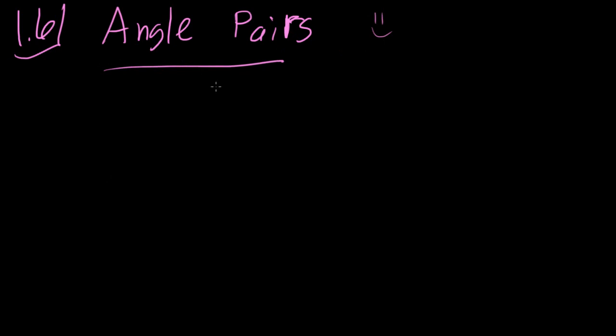Section 6 is about angle pairs. Certain pairs of angles have certain rules. First thing, I want to make sure you know the difference between complementary angles and supplementary angles.